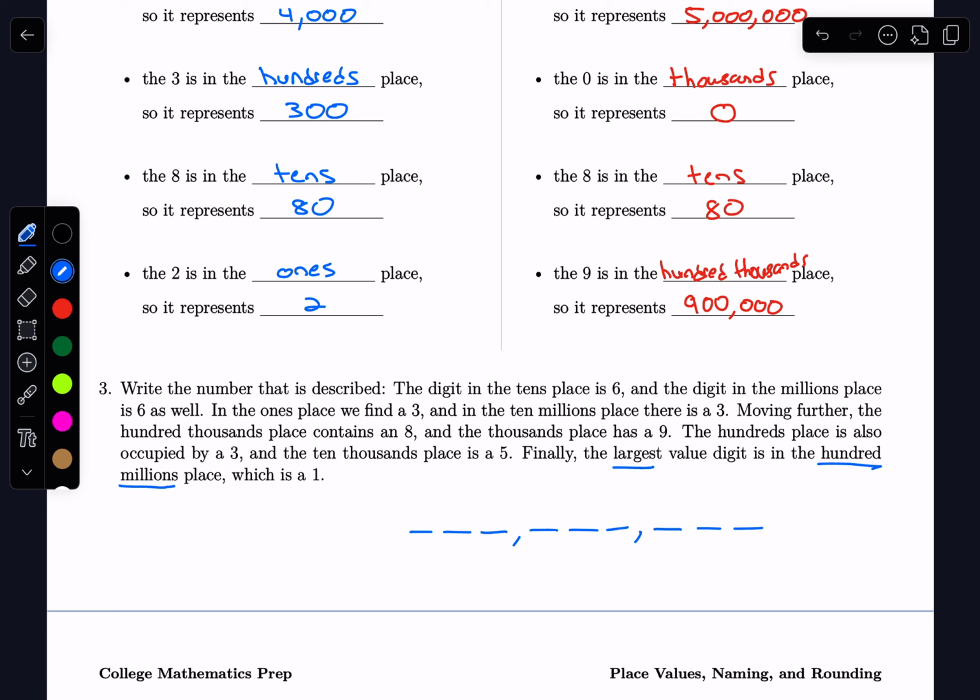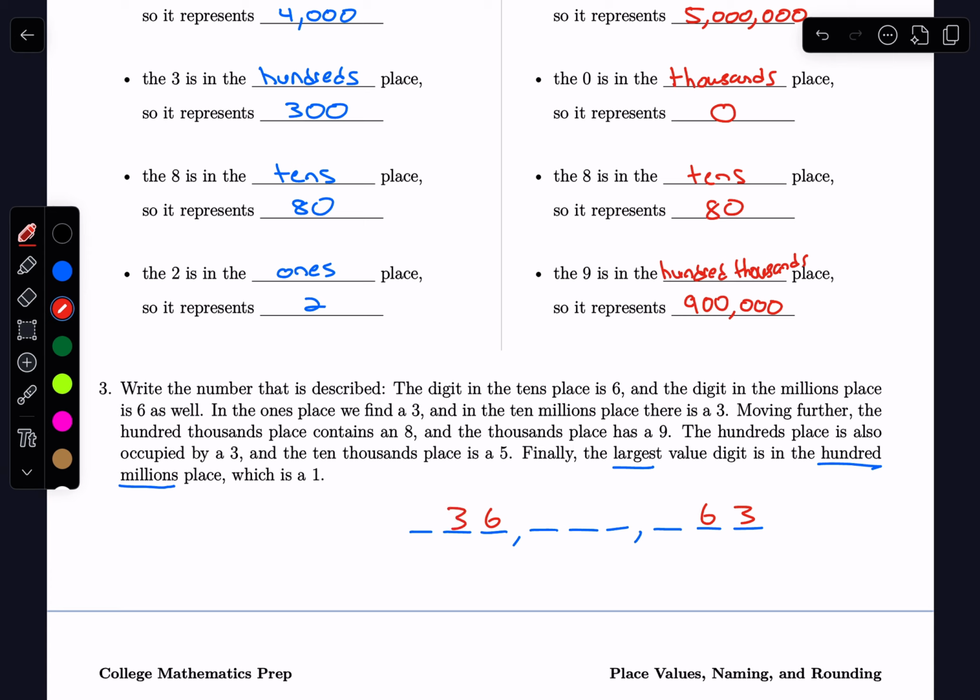So now that we know that we have 9 place values, now we can start filling things in. It says that the digit in the tens place is a 6. So the tens place is the second spot. I'm going to put a 6 there. The digit in the millions place is also a 6, way over here on the left. In the ones place, we find a 3. In the 10 millions place, there's also a 3.